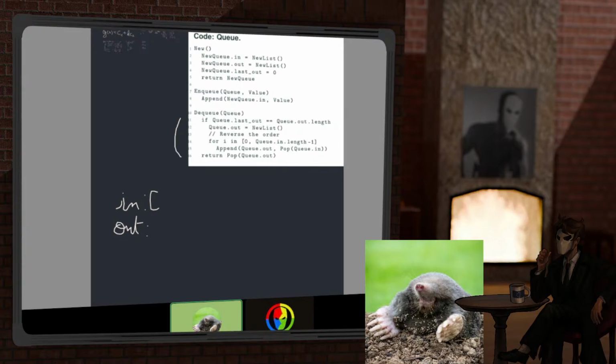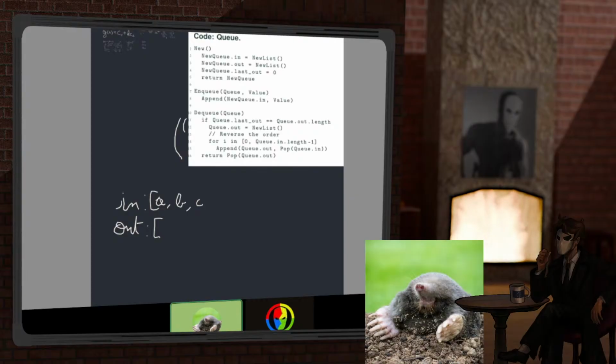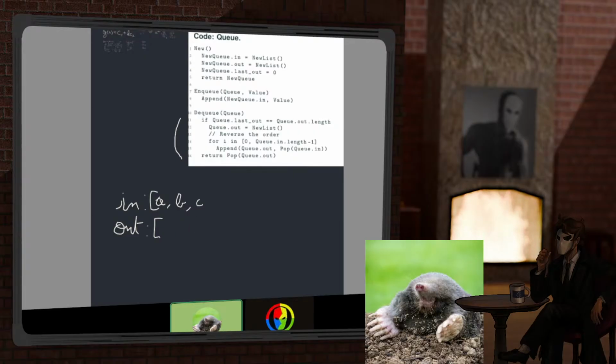But what about the dequeue function? When we have values in our output list, it's pretty easy. Once again, we assume that we can pop values in constant time. But what if we have nothing in our output list? That means that when we have nothing, this is what this condition is for, we have to copy all the values from the input to the output. This is what we're doing here.